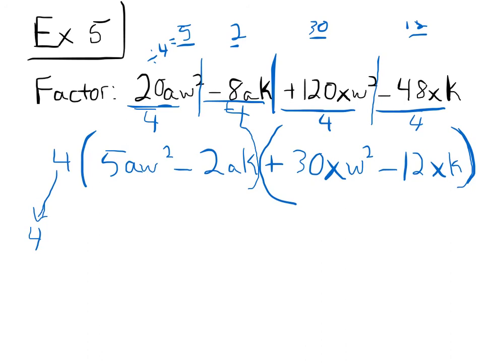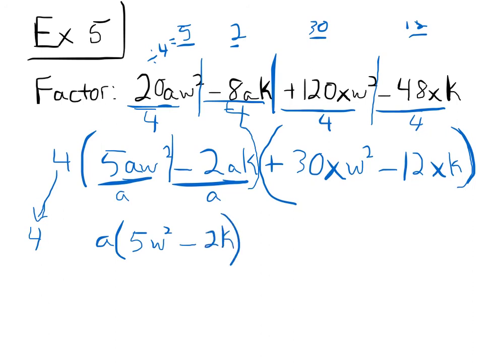So then we can factor this. What's the GCF of 5 and 2? Well, there's not one, but there is an A common to both of these. So I'm going to have an A on the outside. I'm going to factor out an A, factor out an A. So that leaves me with 5W squared minus 2K.